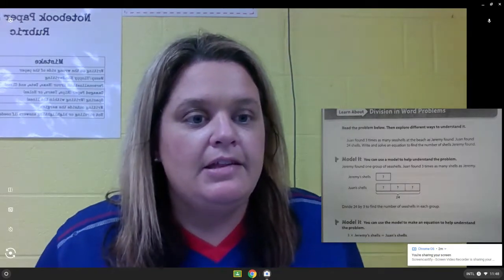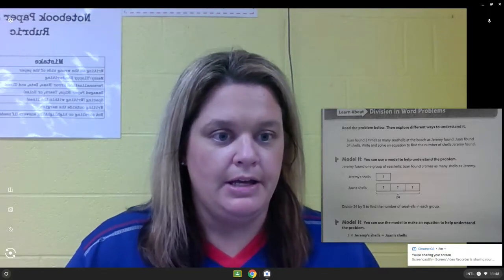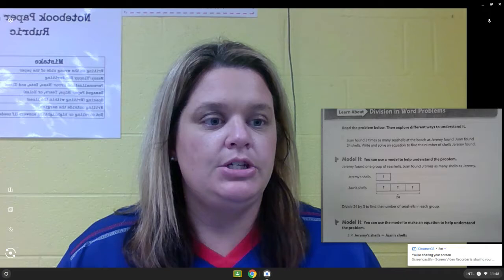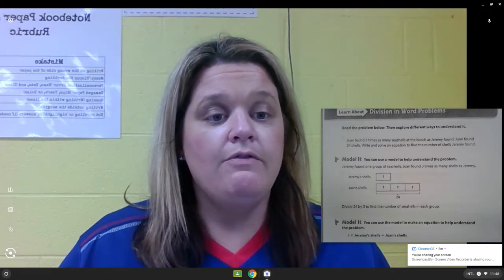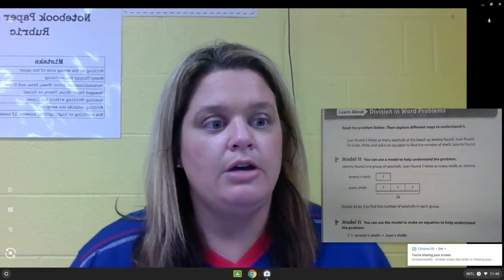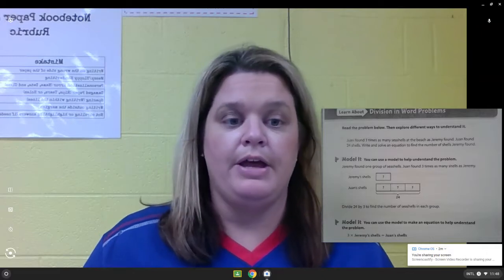Perfect. Okay, it says, read the problems below, then explore different ways to understand it. Juan found 3 times as many seashells at the beach as Jeremy found. Juan found 24 shells. Write and solve an equation to find the number of shells Jeremy found. So let's read it one more time to make sure we understand.